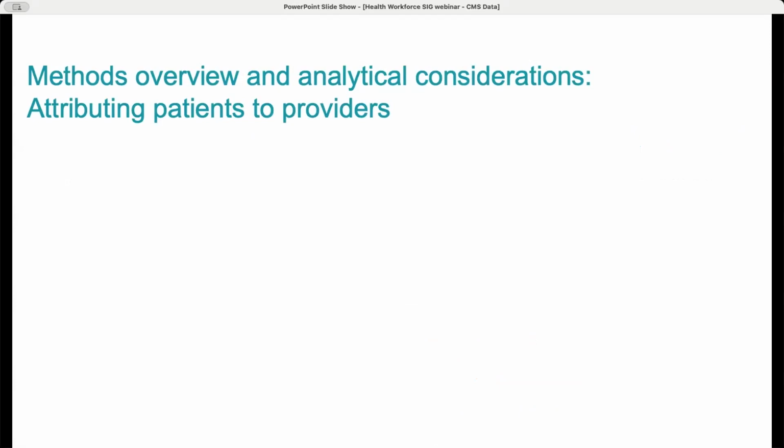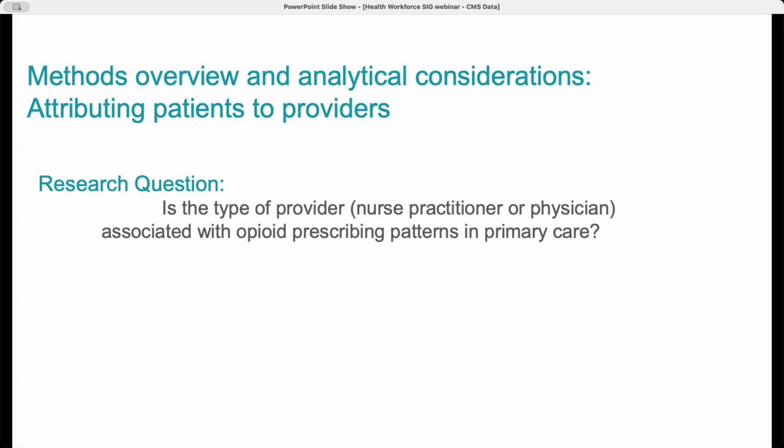But the key piece now is, how are we going to be assigning patients to a primary care provider? For the research question, is the type of provider a nurse practitioner or physician, we must make some decisions in terms of who this person mostly saw, a nurse practitioner or a physician. So this is called attribution, or attributing patients to providers.